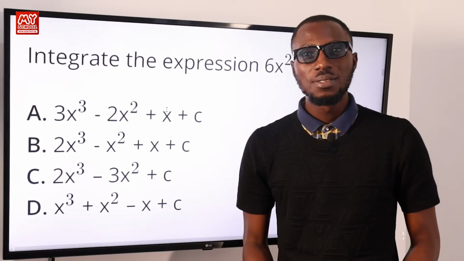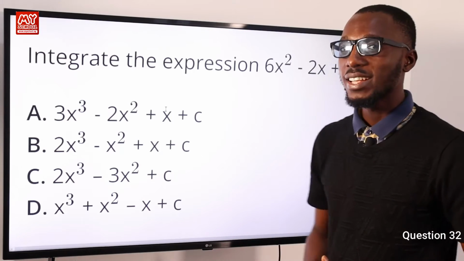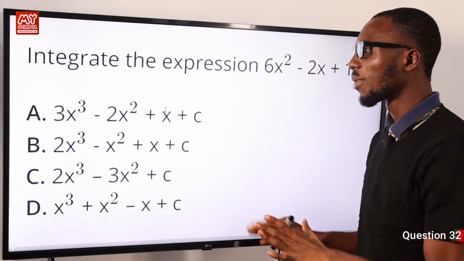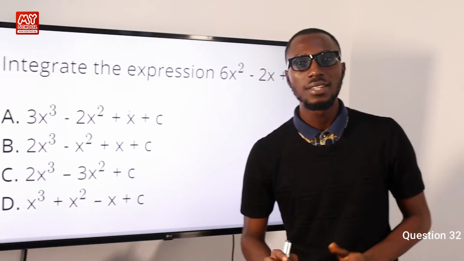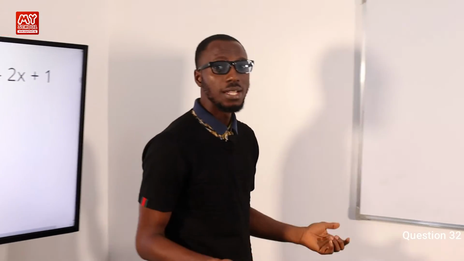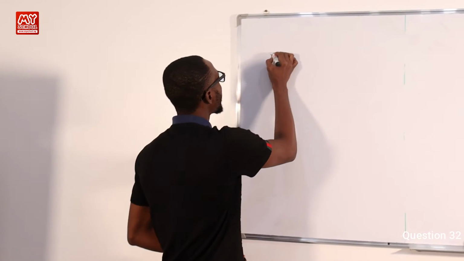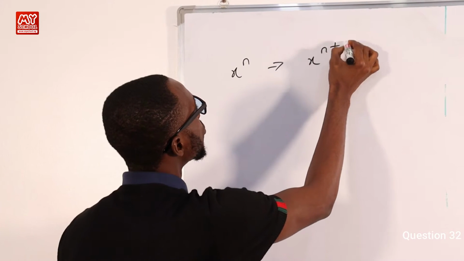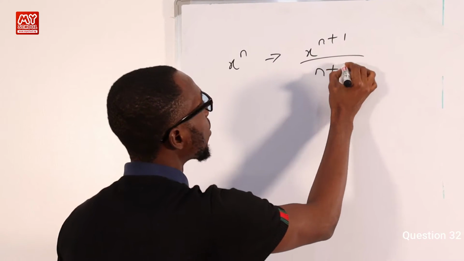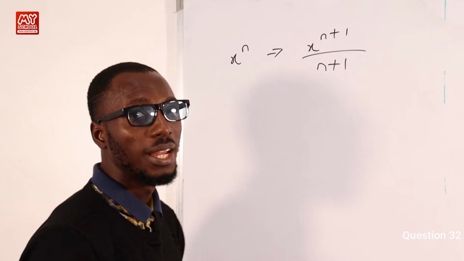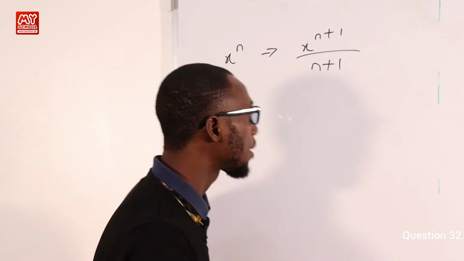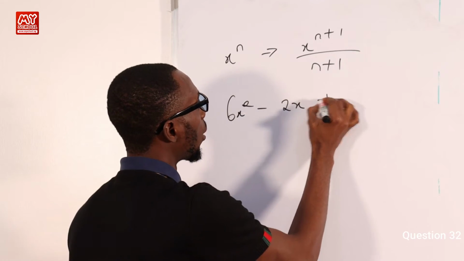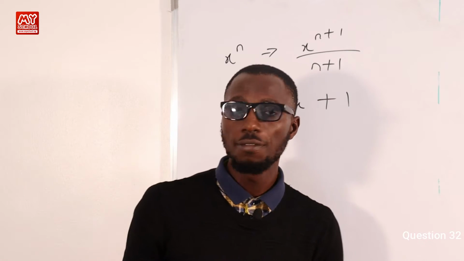So we have question 32. Integrate the expression 6x squared minus 2x plus 1. Okay, this is very easy. Remember the rule of integration, where the integral of x to the n equals x raised to power n plus 1 over n plus 1. That is the simple rule for integration. So we have the question 6x squared minus 2x plus 1. That is what we are given from the question.